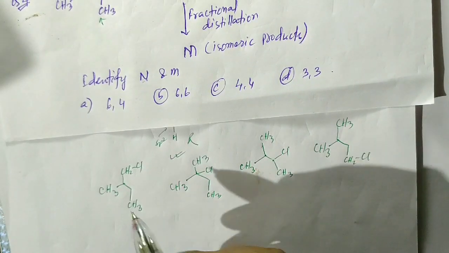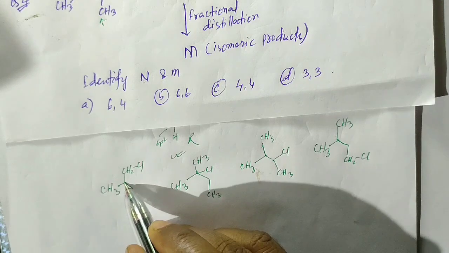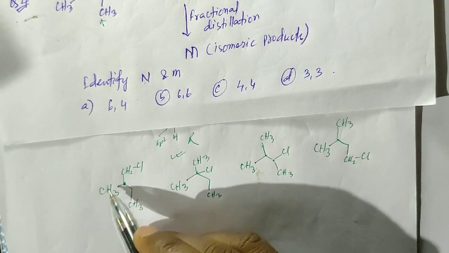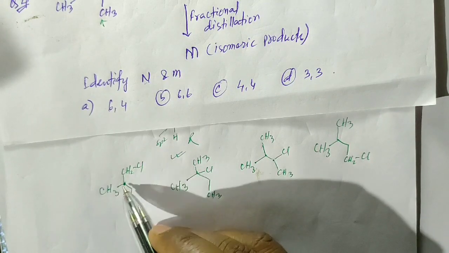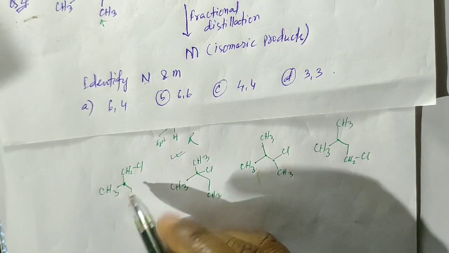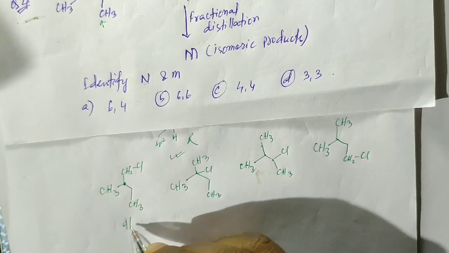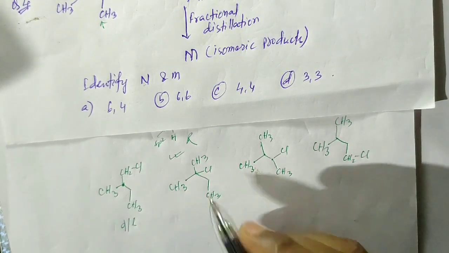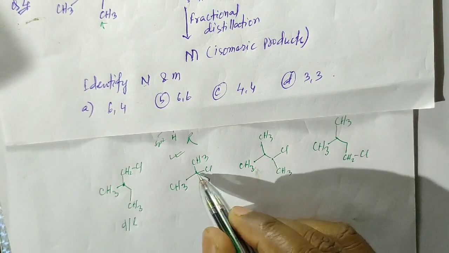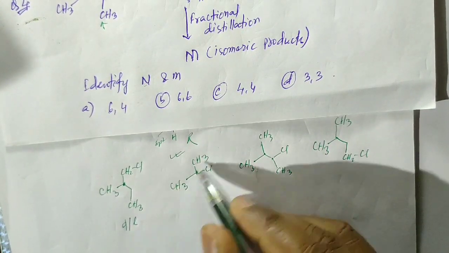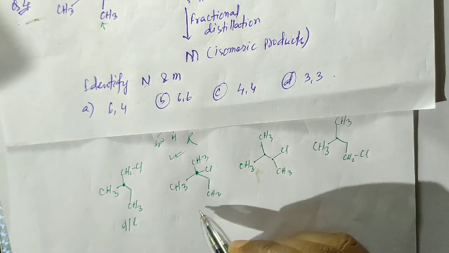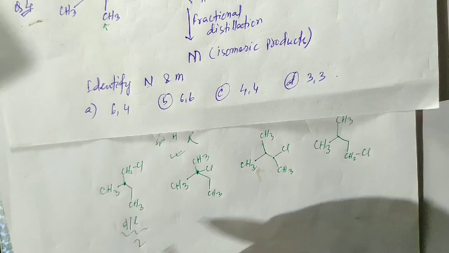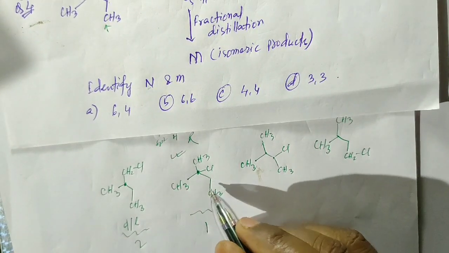Now what we need to check here is whether there is any chiral carbon atom. Is this carbon atom chiral? Yes, because ethyl, methyl and chloromethyl are there, and one hydrogen is there, so this is chiral. So D and L, so 2 products will be here. Let us check here. This is not a chiral carbon atom because 2 methyl groups are attached here, so only one product will come out from here. Here 2, here 1, since this molecule is not chiral.